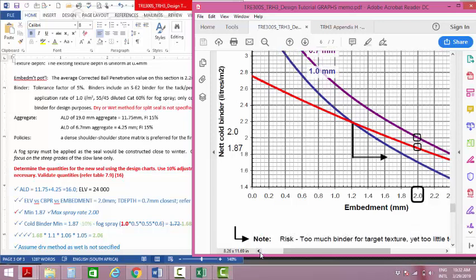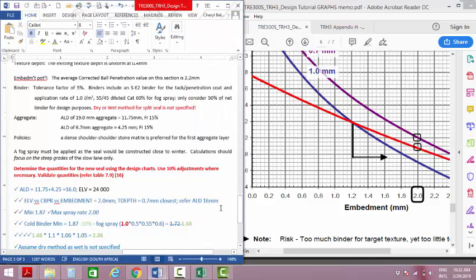Why do we use the 0.7 texture depth line? Because it's the closest one to 0.6. I don't want to use 1 because it's too high. So now that I've got my 2 binding lengths, I focus on the minimum because they want us to focus on the lean seal. Alright, 1.87 needs to be adjusted by taking away 10% for gradient and taking off the fog spray.